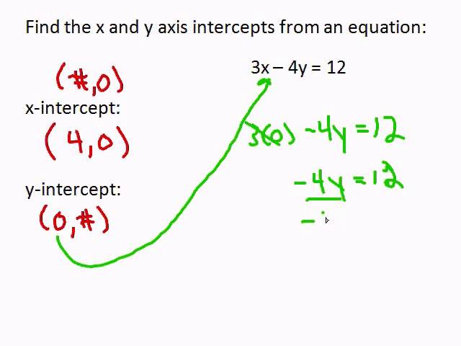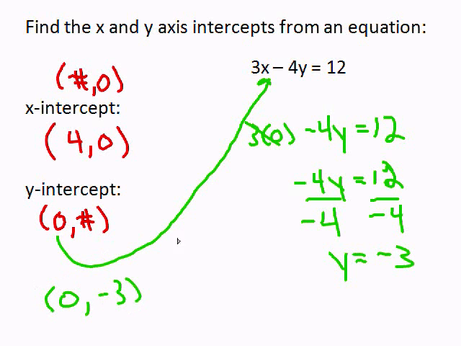We can then divide both sides by negative 4, giving us y is equal to negative 3. So our y-intercept is going to be (0, negative 3). And again, the way we found the y-intercept is we put 0 in for x.